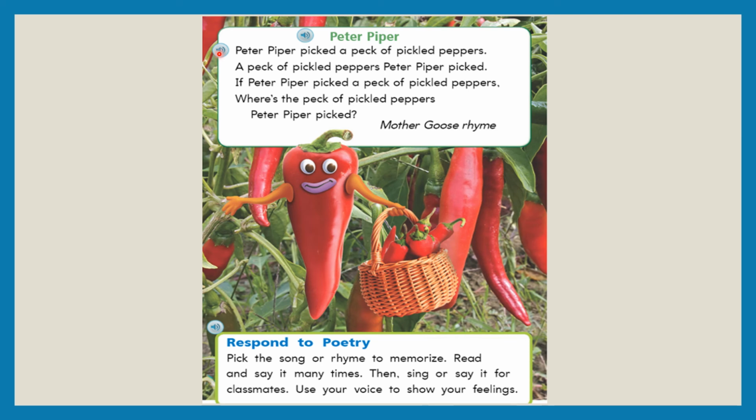That was a lot of fun, boys and girls. Now let's move to alliteration. Remember, alliteration is when a word begins with the same sound in a poem. Here's one called Peter Piper. Peter Piper picked a peck of pickled peppers. A peck of pickled peppers Peter Piper picked. If Peter Piper picked a peck of pickled peppers, where's the peck of pickled peppers Peter Piper picked?